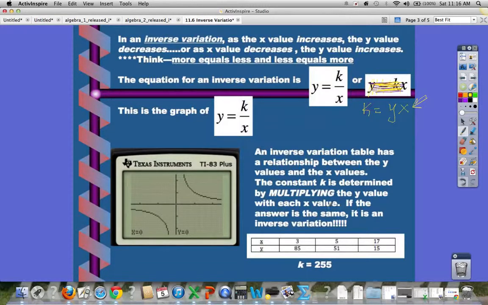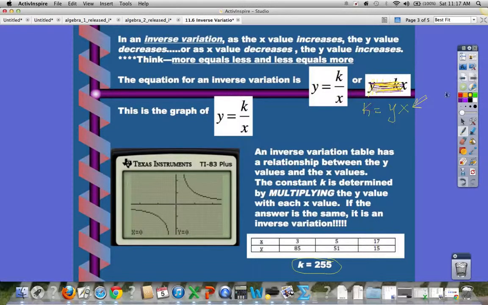So if the answer is the same, it's an inverse. If, when you divide them and they're the same, that's a direct. So notice you'll multiply 3 times 85, 5 times 51, and 17 times 15. They all produce 255. So that tells you, because these all worked out to be the same when you multiplied, that it's an inverse variation.